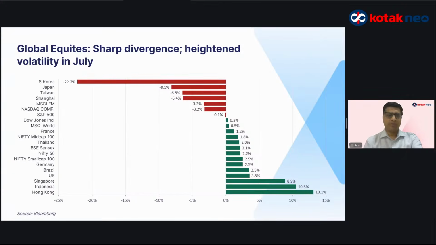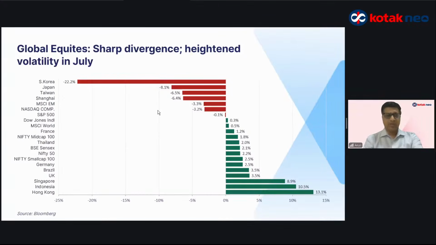The main action happened more in the Asian markets, where Hang Seng surged 13%. But look at China, Japan, and South Korea, which went down significantly during the month. Even Taiwan was down around 6.5% to 7% last month.